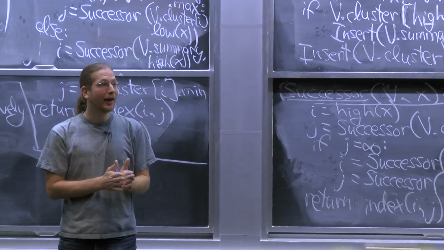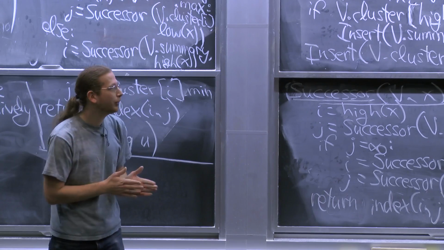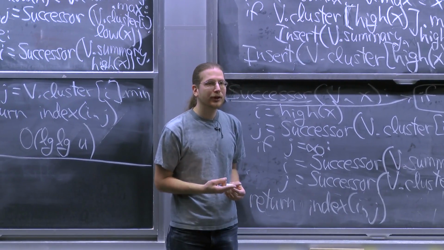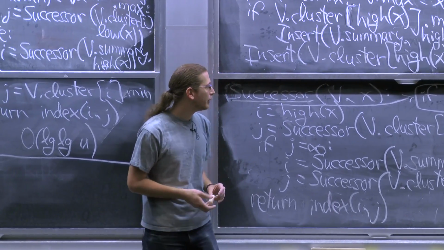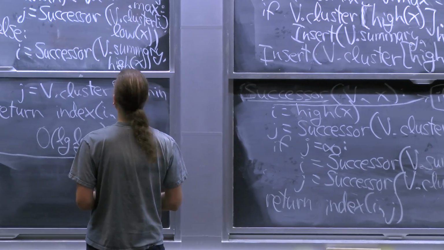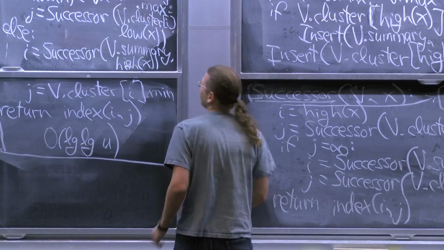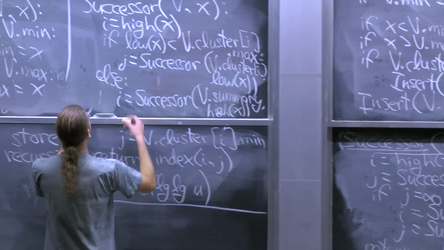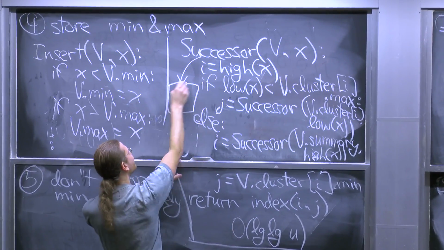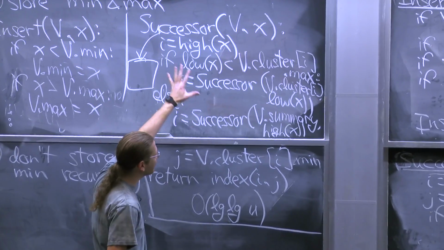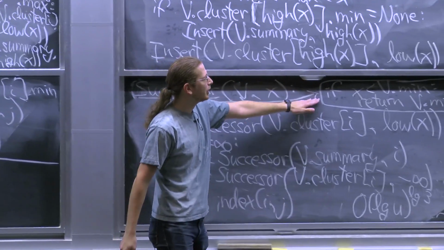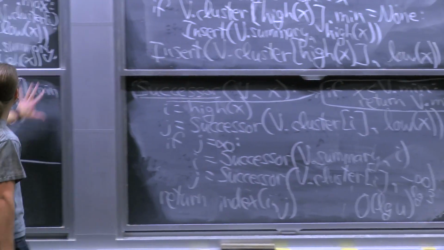So at this point, we have what I would call van Emde Boas. This last version, we can do insert and successor in log u time. Sorry, I modified the wrong successor algorithm, didn't I? I meant to modify this one. This is the fast one. So please put the same code here. That's the log u version of successor. We just added this constant time check, and now this runs in log u time.